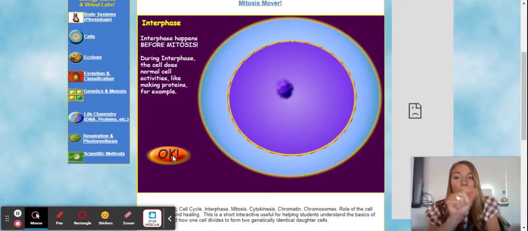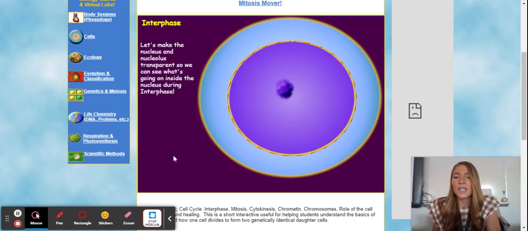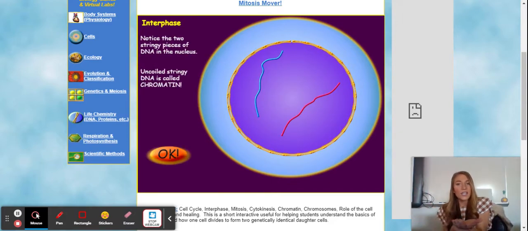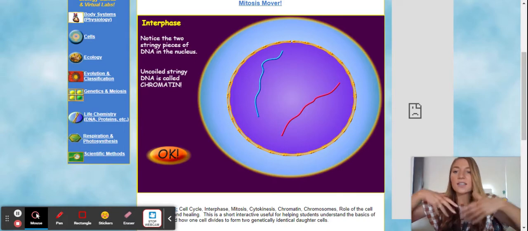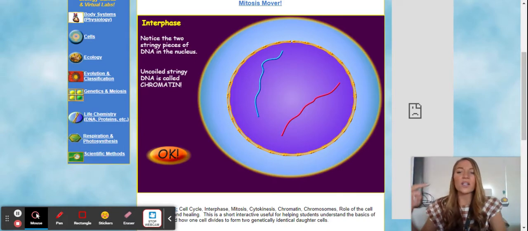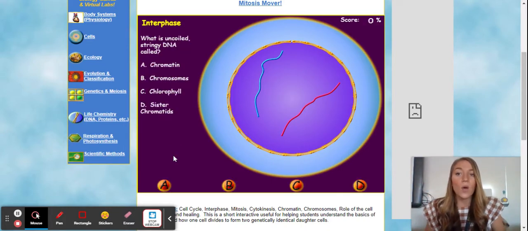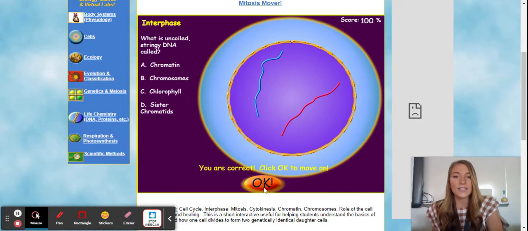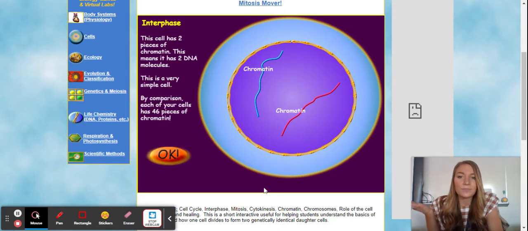So interphase is going to happen before mitosis. And during interphase, the cell will do normal cell activities, make proteins, grow, copy DNA, all of that. So let's make the nucleus transparent, so we can see inside of it. You guys are going to see stringy DNA. The DNA looks like spaghetti. It's uncoiled. We're going to call it chromatin. When you say uncoiled stringy DNA, we're talking about chromatin. That's what we call this DNA that looks like spaghetti.